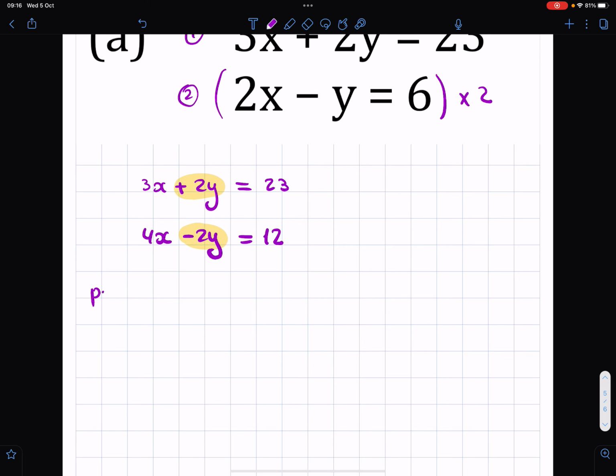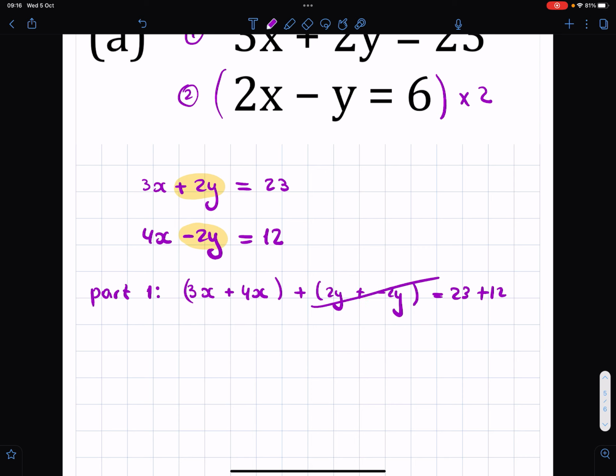So part 1 is, okay, how are we going to simplify? How are we going to eliminate it? Addition or subtraction? Addition, since they have opposite signs, right? So we're going to write down 3x plus 4x, and 2y plus negative 2y, equals 23 plus 12. So this is 0. So we're going to have 7x equals what? I guess 45, or 35, sorry, 35.